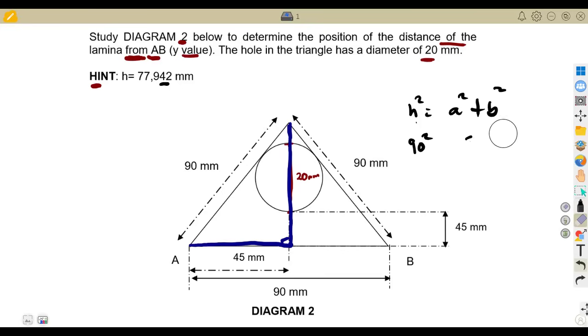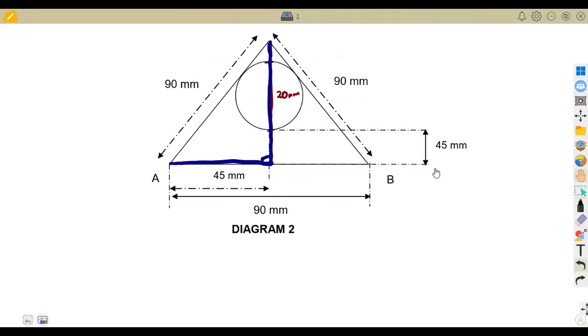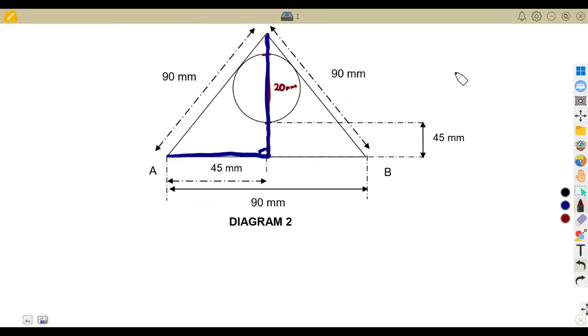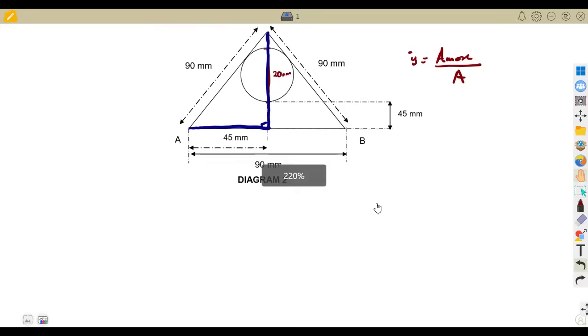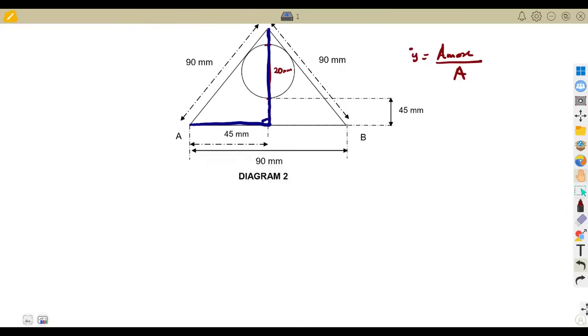They already gave it to us. So we are simply going to calculate, remember we need the y value, and we said that the y value is supposed to be taken from the area moment about the x over the total area. So where do we obtain that from? Using our diagram, we simply need the areas. In this case, we're talking about the centroid. So you're going to need the area and the area moment.